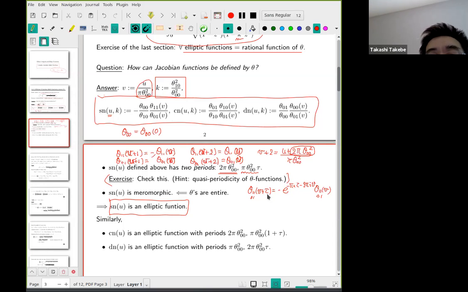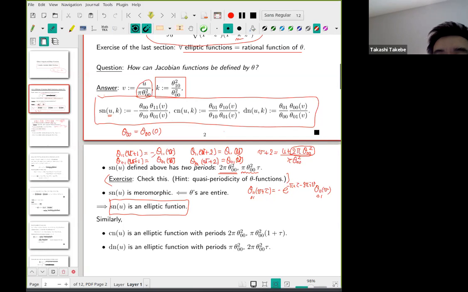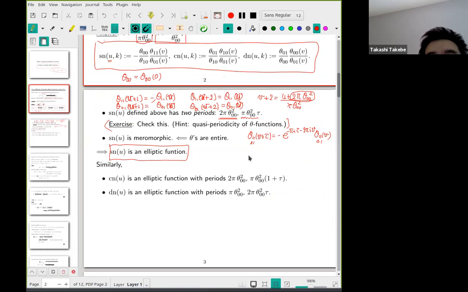Okay. And the other two Jacobi functions, cn and dn, are defined in the same way, just replacing the numerator by another theta function. Actually, the pairs are a little bit different, like this. But anyway, they are elliptic functions.